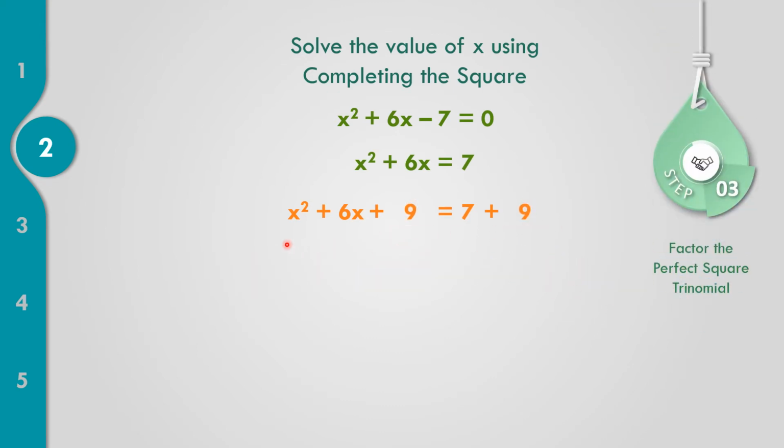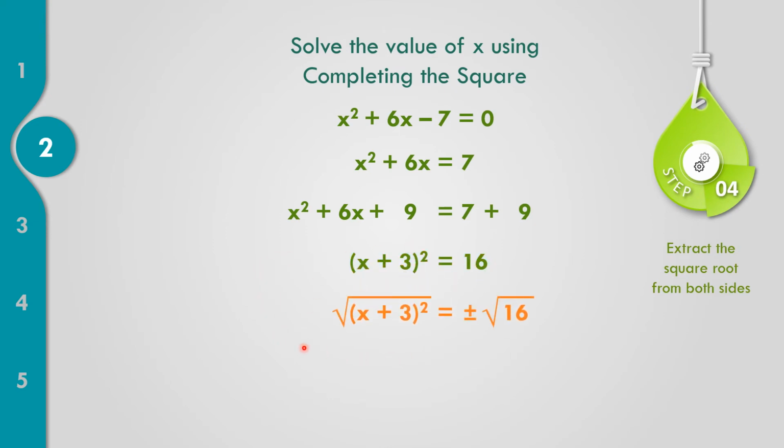So step 3, let us factor now the perfect square trinomial. Let us get the square root of x squared, which is x. Copy the sign of b, that is positive. The square root of 9 is equal to 3, and then square. 7 plus 9 is equal to 16. Afterwards, let us extract the square root from both sides.